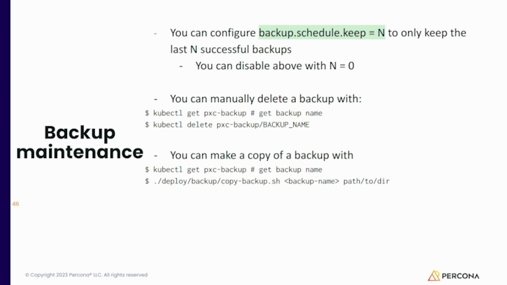And you can also manually delete a backup by using kubectl delete and the name of the backup, which you can get with get rather than delete. So the API allows you to get and delete with that simple command. You can also make copies of the backup locally or somewhere else. So the backups, even though they are on the cloud, you can still access them, copy them, and do whatever you want with them.